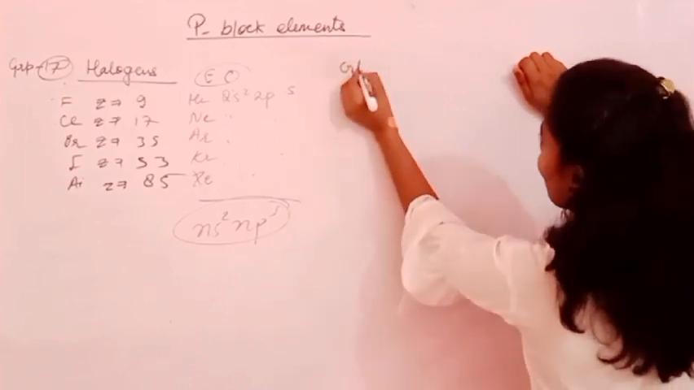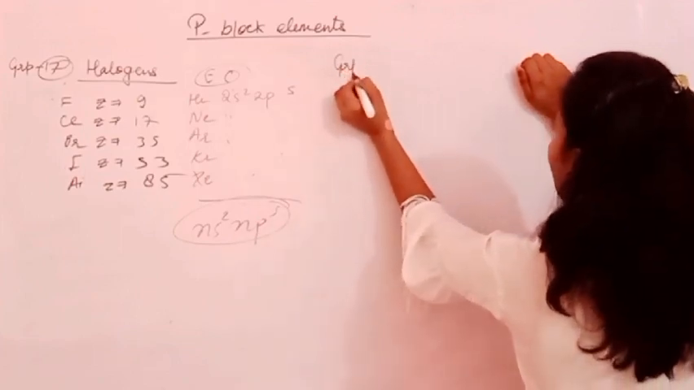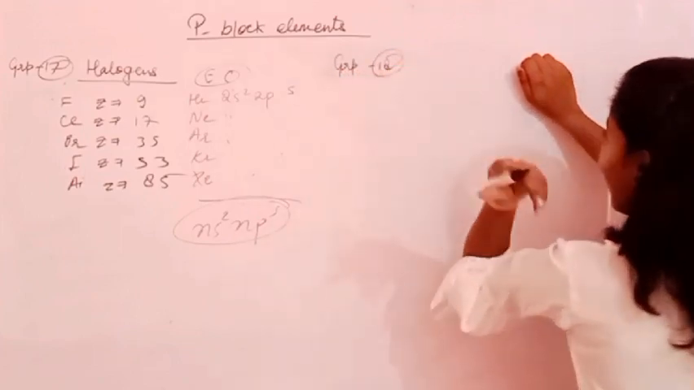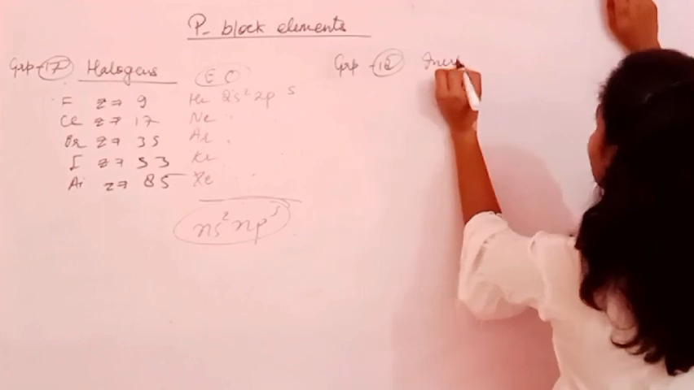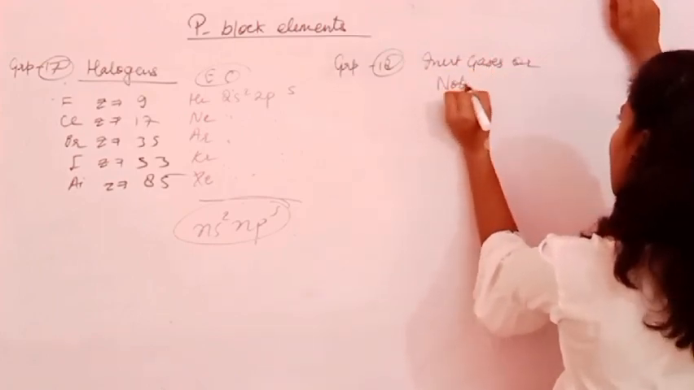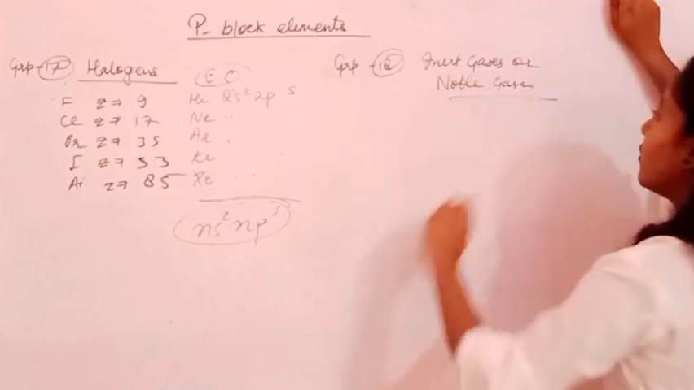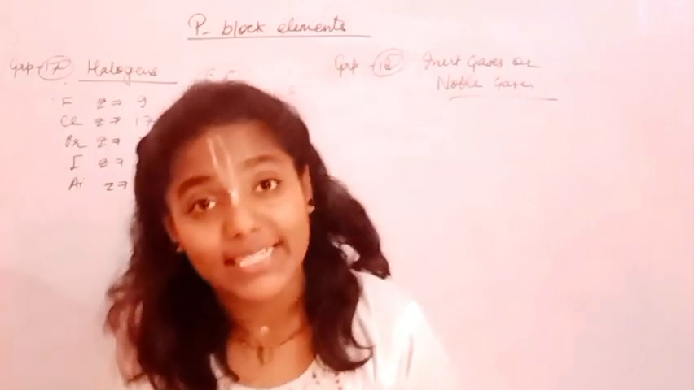Yeah, that was the 17th group, and the next P block group is group number, okay, see my writing where it's going. Okay, it's group number 18. That is your inert gases or noble gases, not Nobel prizes, it's noble. So group number 18 carries the inert gases and noble gases.